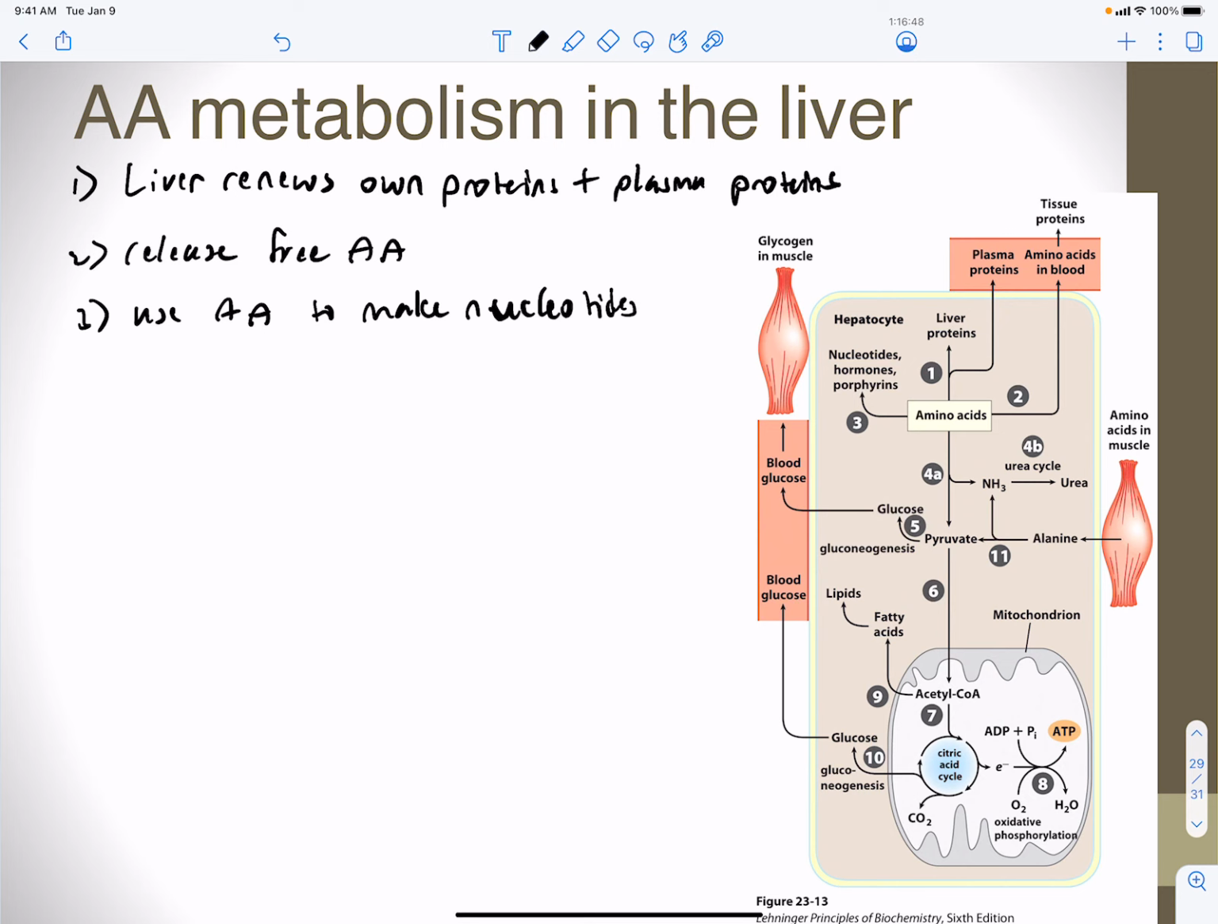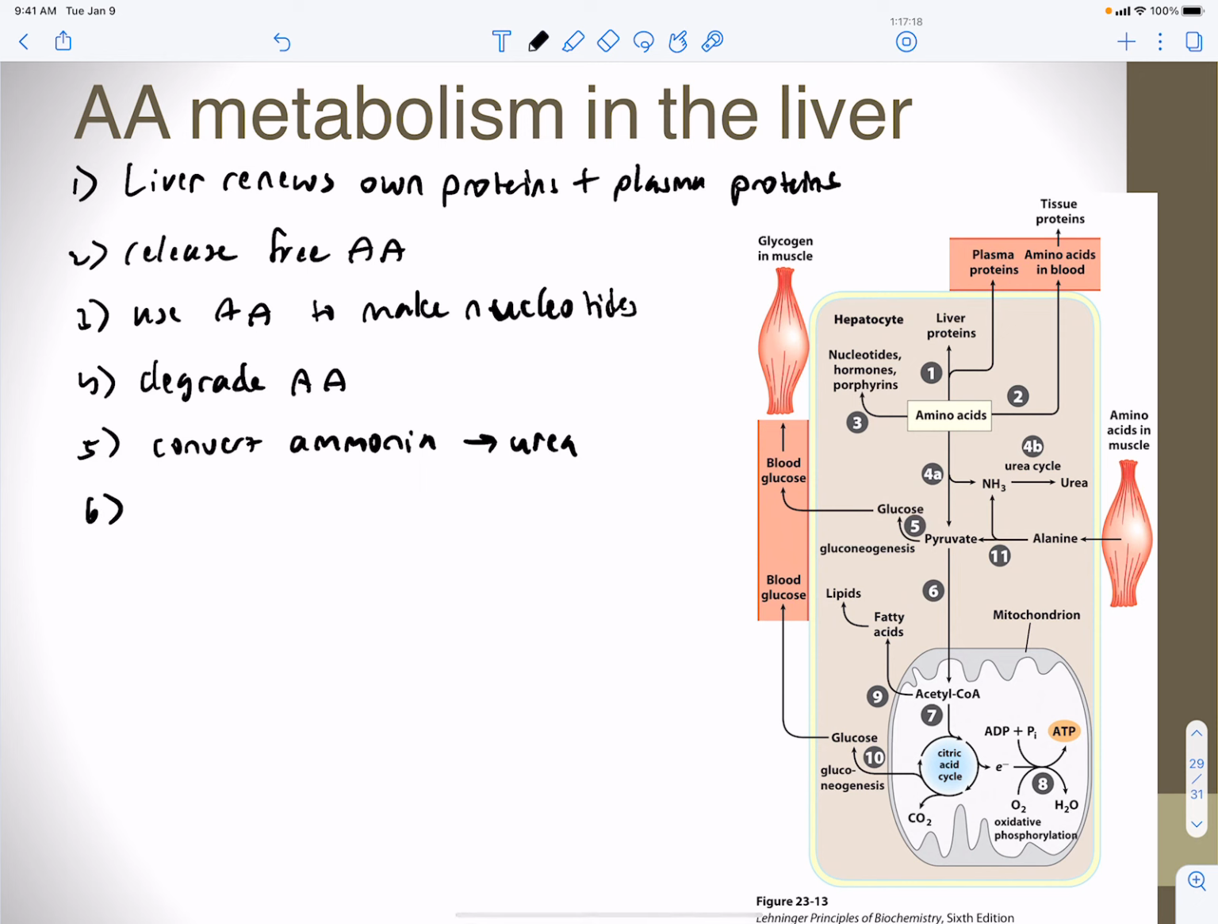It's also going to degrade amino acids. And these are the transamination reactions or deamination reactions to our different intermediates of your TCA cycle. And it's also going to convert ammonia to urea. It also can convert pyruvate to glucose. And then pyruvate can also be converted to acetyl-CoA, ketone bodies, etc.